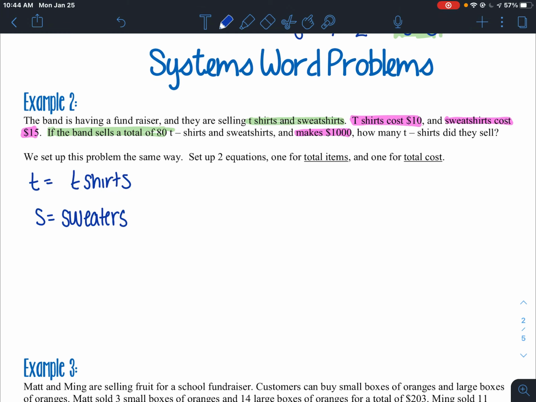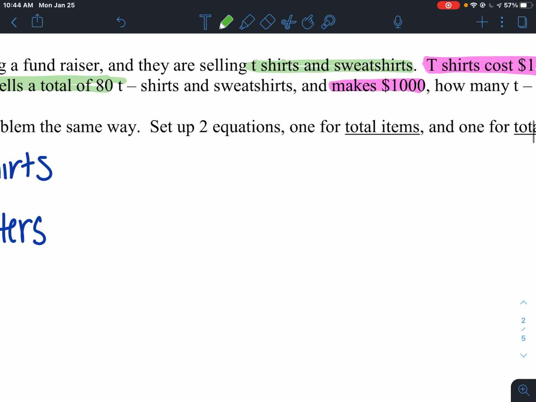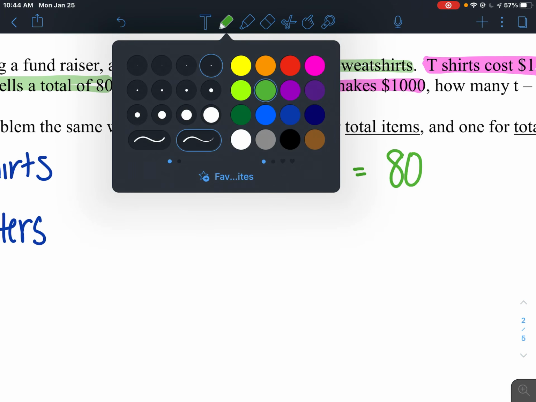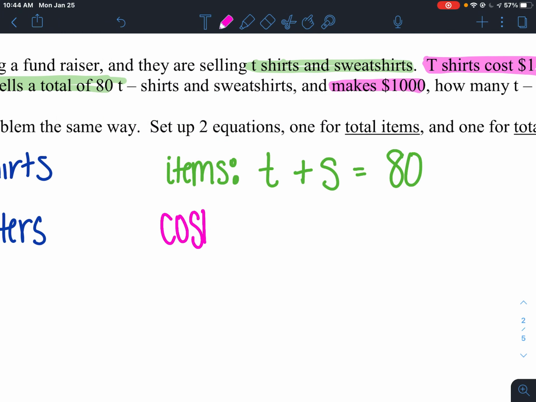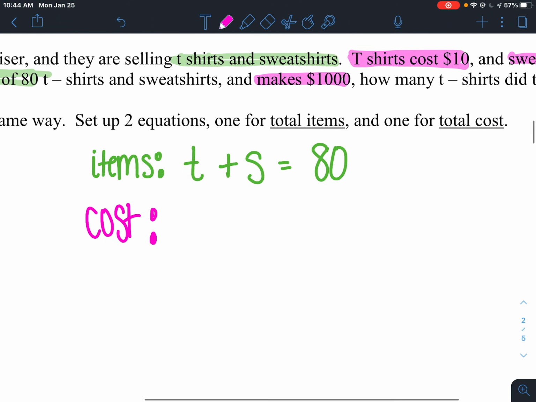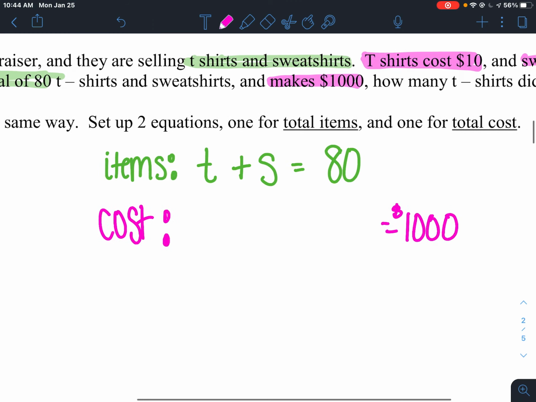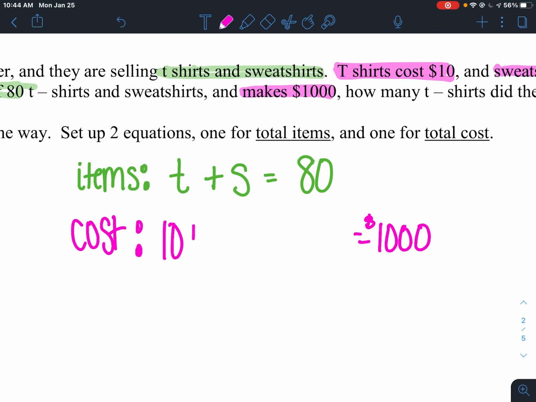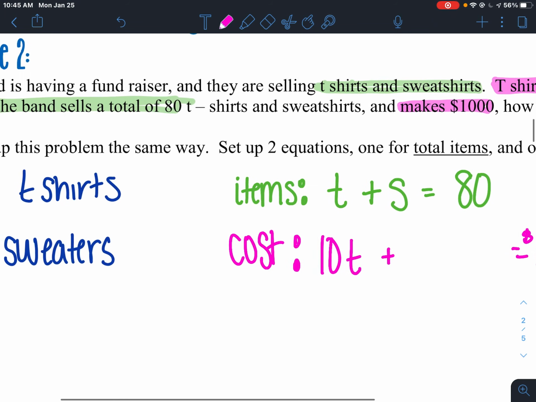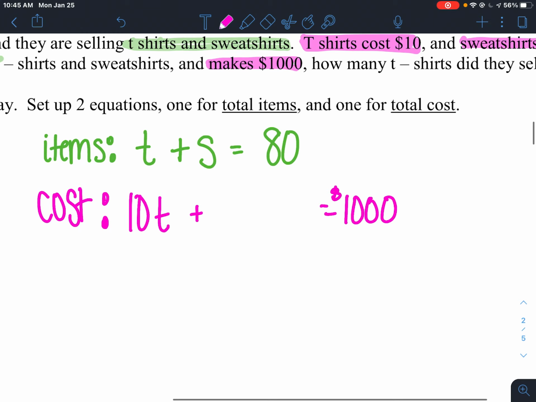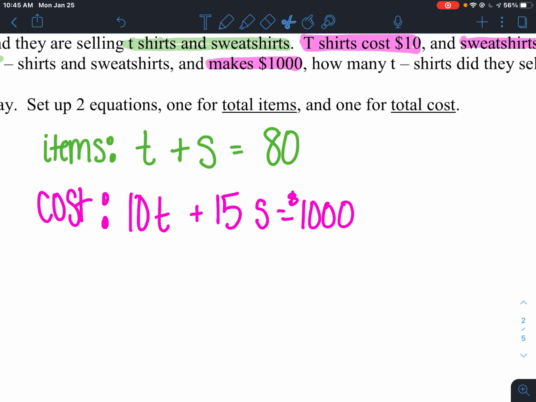Okay, so now let's make our 2 equations. So we have an items equation. We sold t-shirts and sweatshirts, and we sold a total of 80. And then we'll make our cost or our money equation. We sold a total of $1,000. And let's see, t-shirts cost $10. So $10 per t-shirt plus sweaters cost $15. So plus 15 for each sweater. And then all together, we made that $1,000.